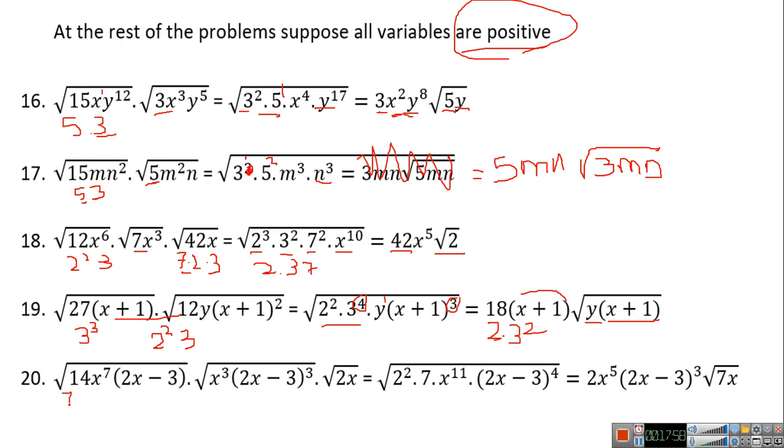14 is 7 times 2. So I have 1 7 and 2 squared. x7, x3 and x, if you add the powers, x11, 2x minus 3, here power 1, here power 3, power 4. So here power odd, here power odd, so 7x inside, so 2 divided by 2 is 2 power 1, the 11 divided by 2 is 5, and 4 divided by 2, sorry, here you have something wrong, we put power 2, because 4 divided by 2 is 2.